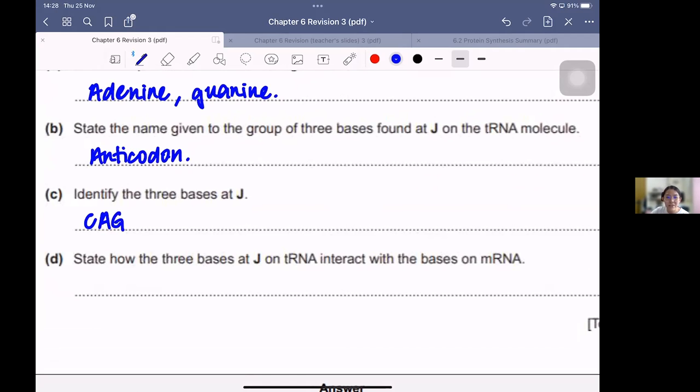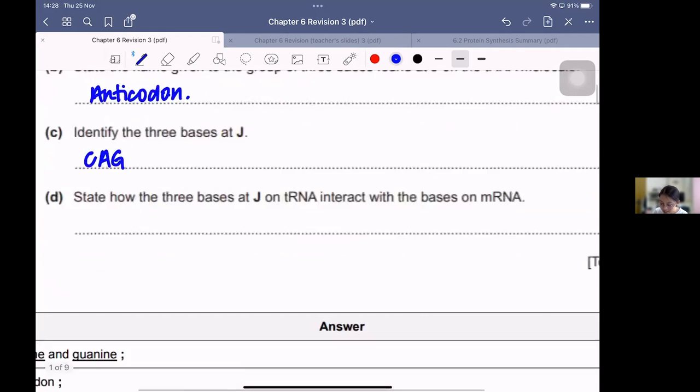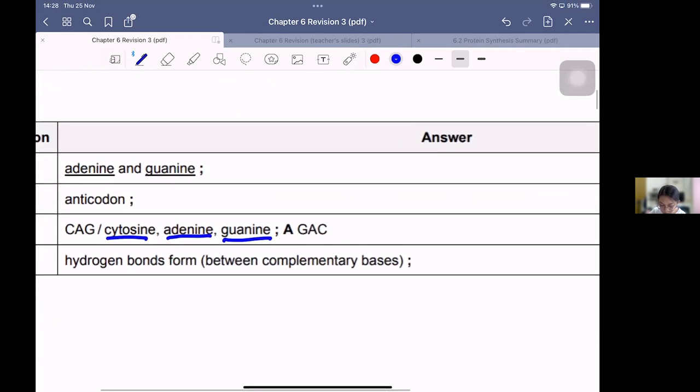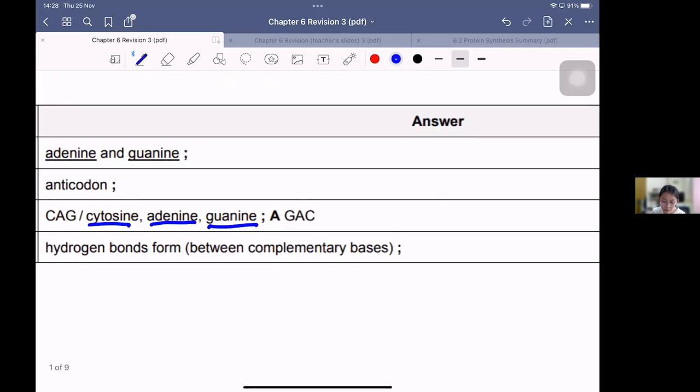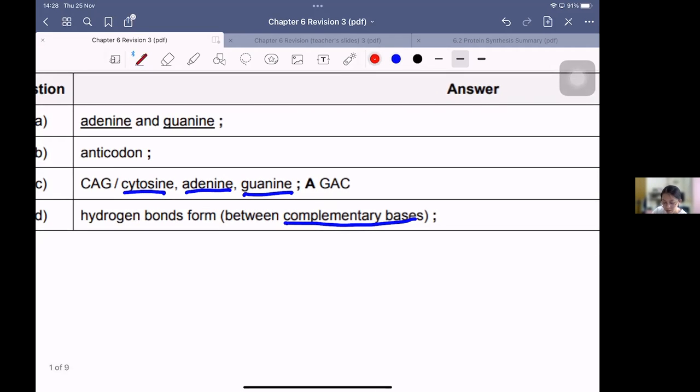Yes, correct. Hydrogen bonds. So the mark scheme actually says that we should write hydrogen bonds form between complementary bases. As mentioned just now, A can form complementary base pairing with T, or U in RNA, and G can form complementary base pairing with C.